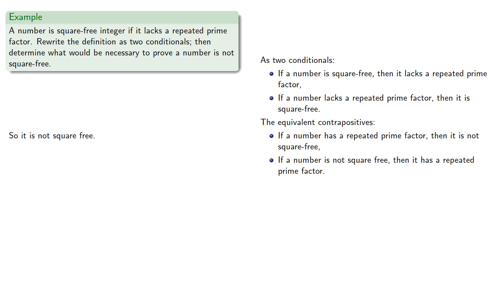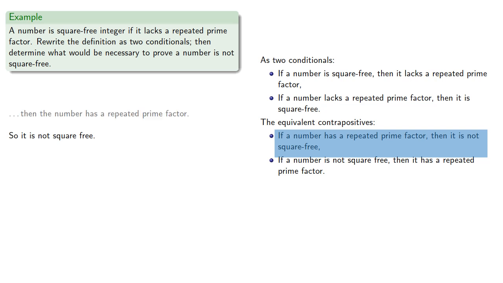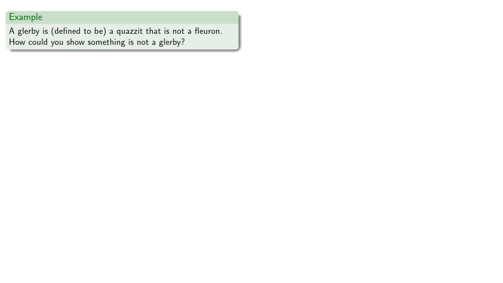So if we want to prove that a number is not square-free, that needs to be the end. And in order to get there, we'll need to show that the number has a repeated prime factor, and we start somewhere. As the statements get more complicated, it may help to write them out symbolically, then find the contrapositive and other logically equivalent statements. For example, a glurby is defined to be a quasit that is not a fleuron. How could you show that something is not a glurby?